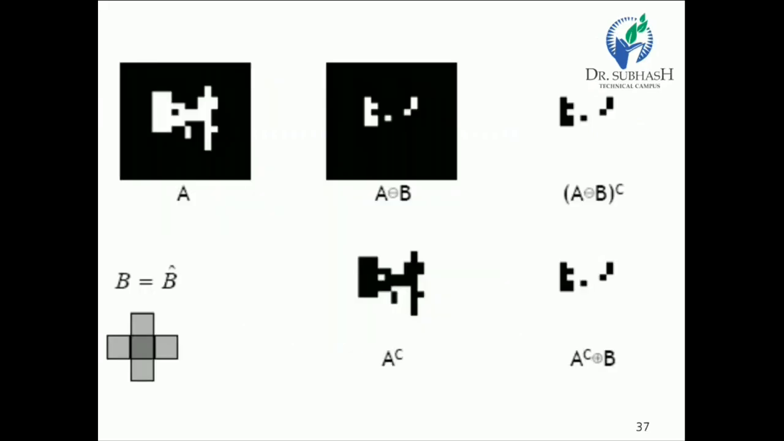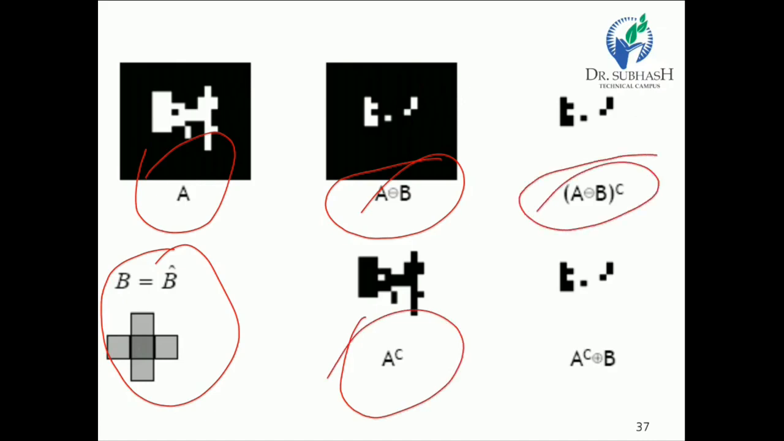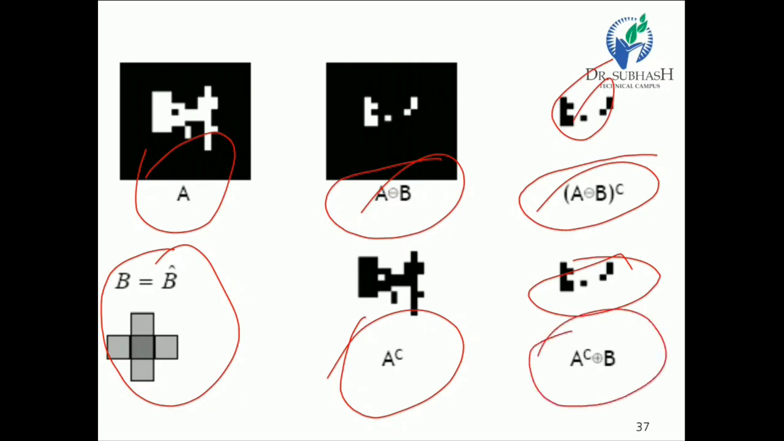We can represent this duality by using a different image. This is the set A, this is A eroded by B, and we find the reflection of B, and this is the complement of A. So A minus B means A eroded by B, and we find the complement of this image, and A complement with B means the dilation with B.